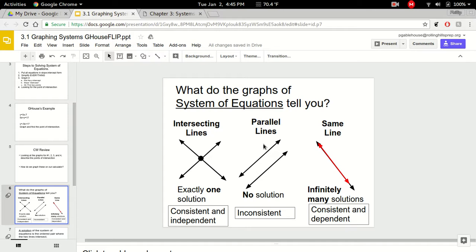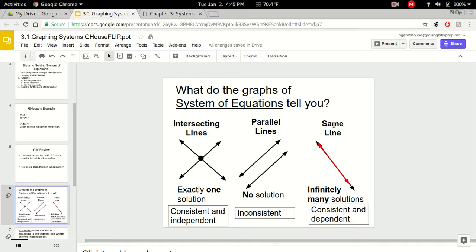The second scenario is you have 2 parallel lines. So you drop 2 lines down and they never cross. They never have an intersection, which means the 2 lines will never have a solution to the system. That's what we call the inconsistent system.